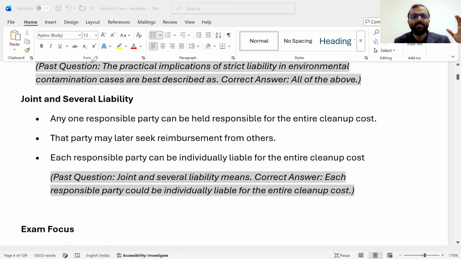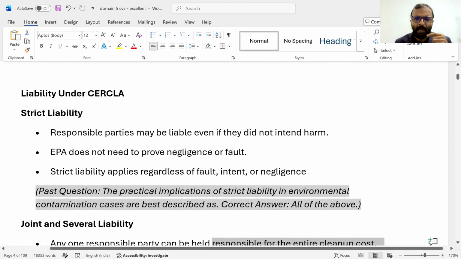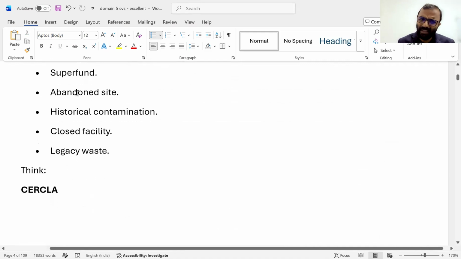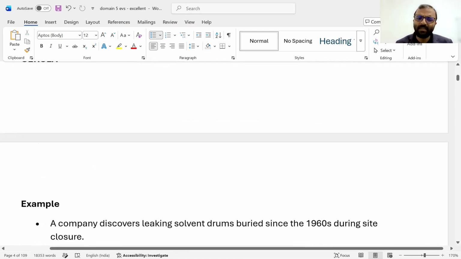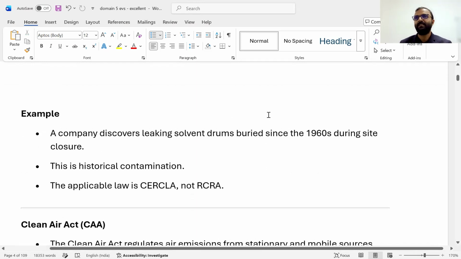Strict liability means you do not have to show negligence. Jointly they can do it, or one party will be responsible for the entire cleanup cost. So if the question mentions an abandoned site, Superfund, legacy waste, these are the keywords, and you should answer CERCLA. If a company discovers a leaking solvent drum buried since the 1960s, you should understand it is CERCLA without any problem.